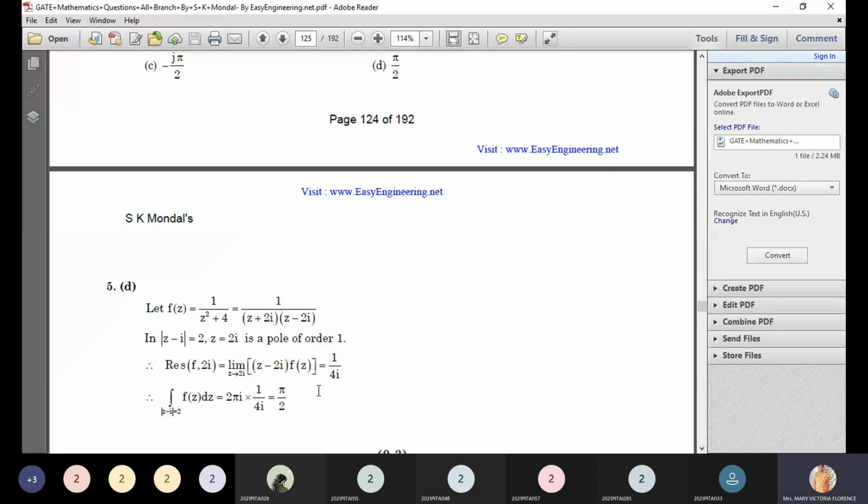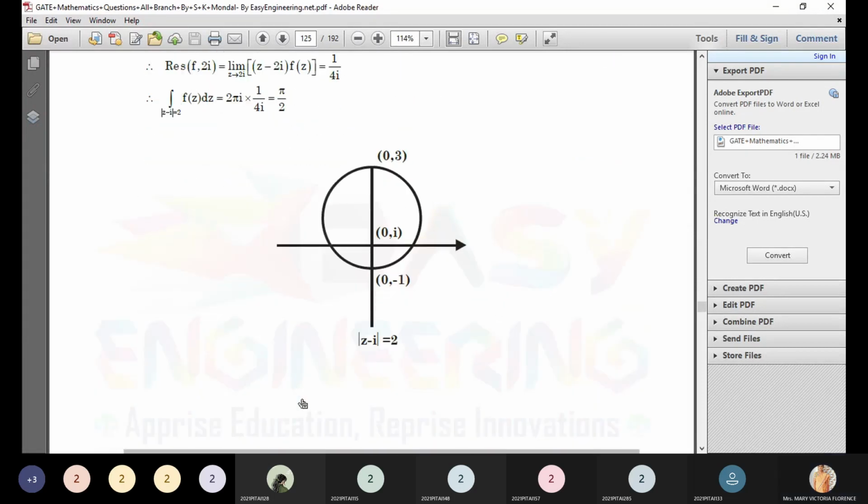Now the formula is: the integral over |z − i| = 2 of f(z) dz is 2πi times the sum of residues. The sum of residues is 1/(4i). So cancelling i, and 2 with 4, we get π/2. This is a diagram having center i and radius 2.